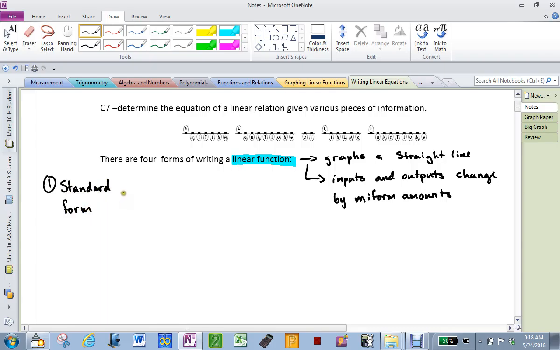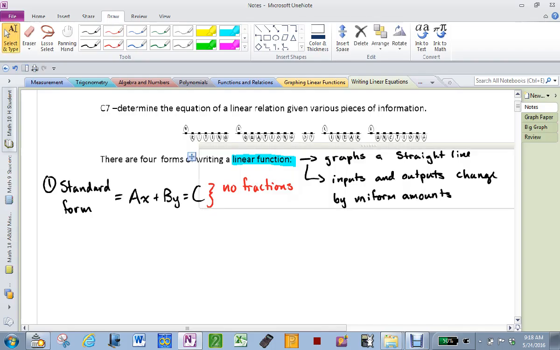What's it look like? Anyone? Without looking back in your notes? Standard form, anyone? AX plus BY equals C. Right? What are some things you have to remember about that? No fractions. Are decimals fractions? Yes.